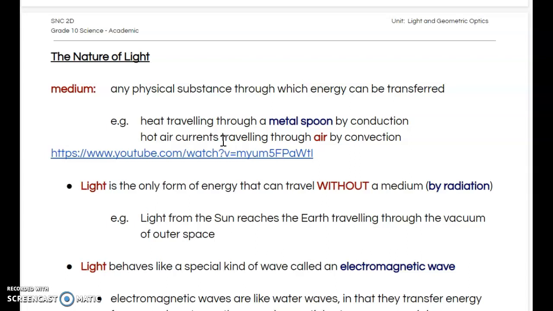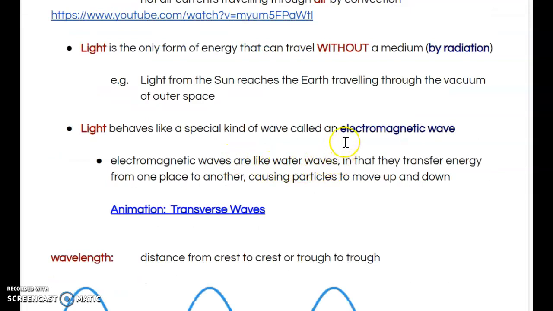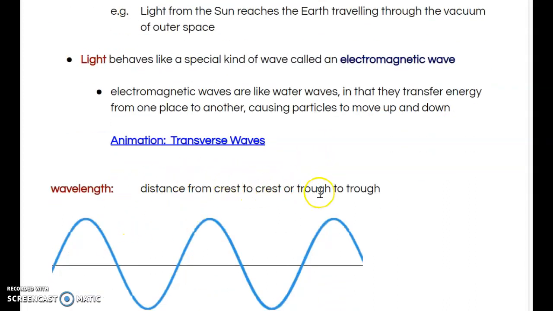Light behaves like a special kind of wave called an electromagnetic wave. Electromagnetic waves are like water waves or sound waves in that they transfer energy from one area to another area. But again, light waves do not necessarily need a medium in order to travel. They can travel through radiation from one area to another area, from the sun, say, to Earth. Again, it is just a transfer of energy from one area to another area.